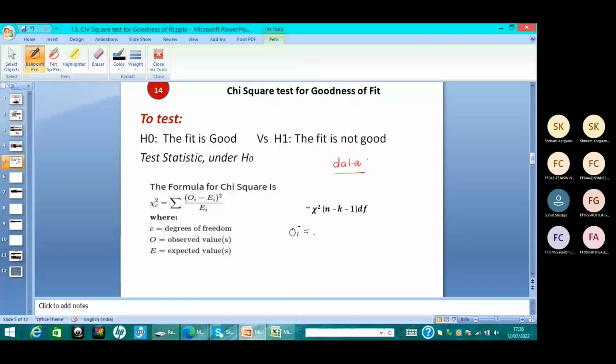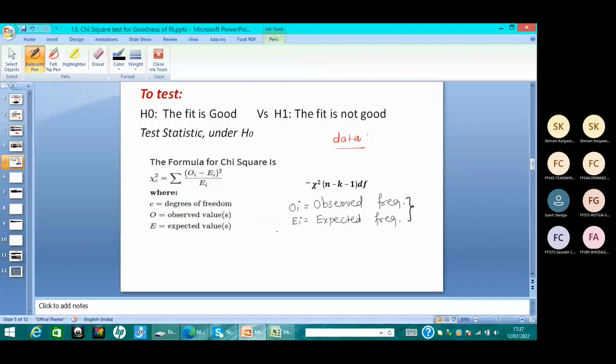One is the observed frequency, called O i. Another is the expected frequency. This entire test is based on these two values, observed frequency and expected frequency. If you understand this, you will definitely understand the remaining part. Now what does this test do? See, I will give you a practical example, and then I will move ahead.